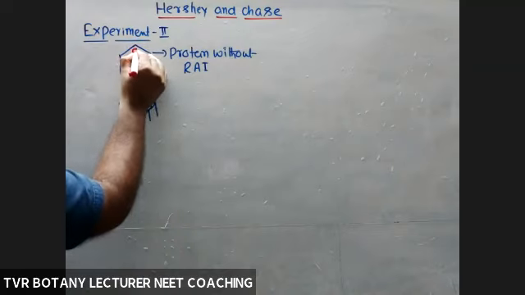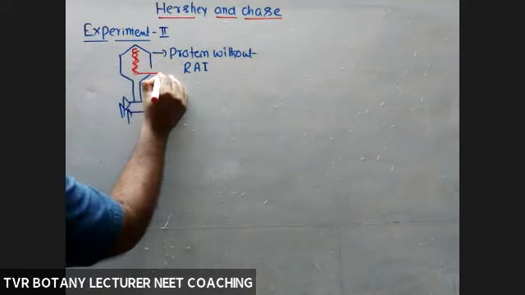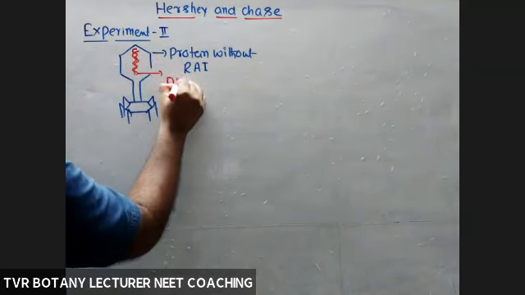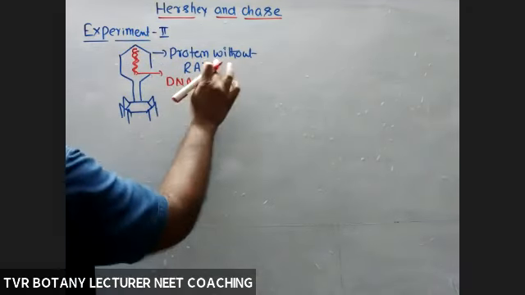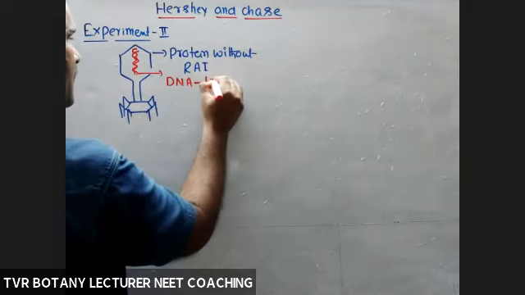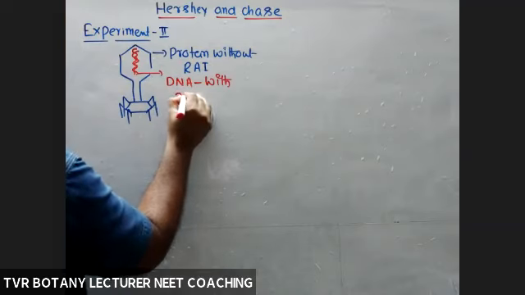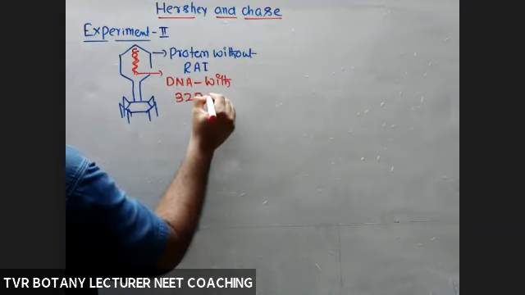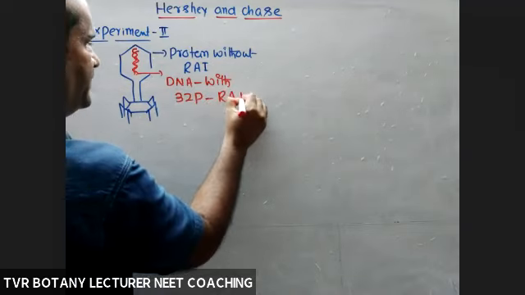Double-stranded linear DNA molecule. The DNA molecule labeled, protein non-labeled. DNA labeled with 32P radioactive isotope.